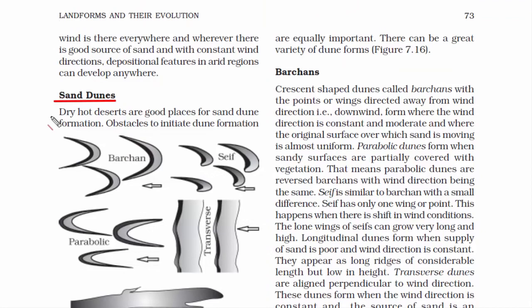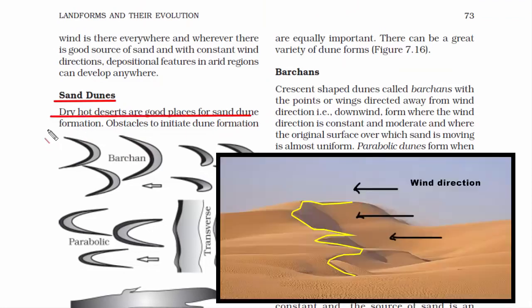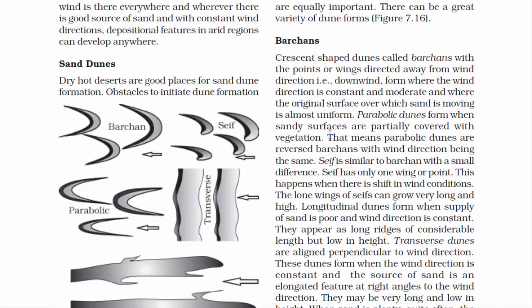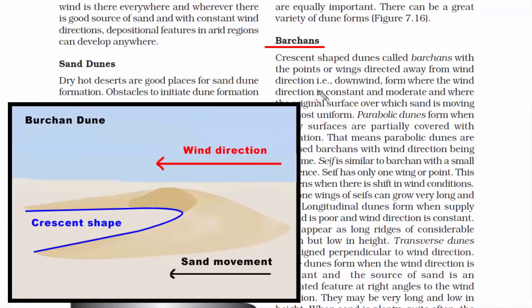We will find sand dunes in deserts. So depending on the direction of the wind, sand dunes take their shape. By looking at the shape of sand dunes, we can easily find out the direction of winds. The second depositional feature is barchans. Now barchans are also sand dunes, but they are crescent shaped, curved just like a moon. It occurs in sandy deserts all over the world.